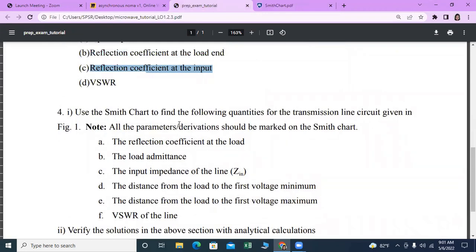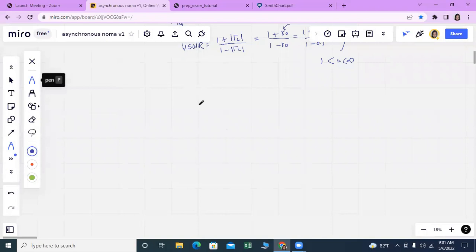When you are given a circuit, for example, with a certain load, let's say it is 10 plus 20j, and we are asked to find the reflection coefficient at the load using the Smith chart, first you have to find the point that corresponds to the load in the Smith chart. But we also have to remember that the Smith chart only has normalized values. So first we have to find the normalized value of the load. You can do that by dividing the load value by the characteristic impedance of the line.